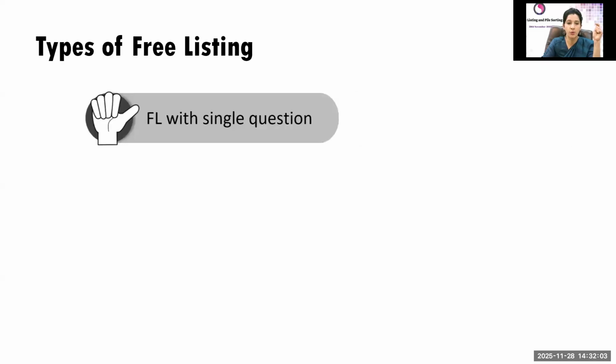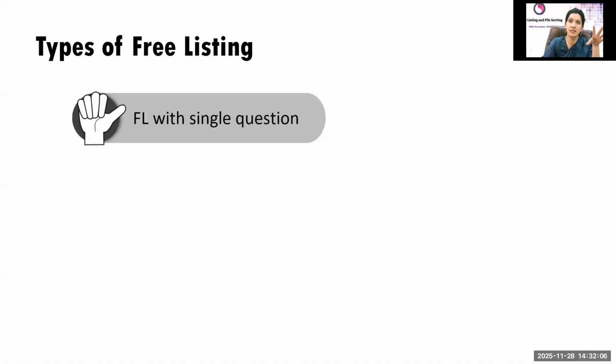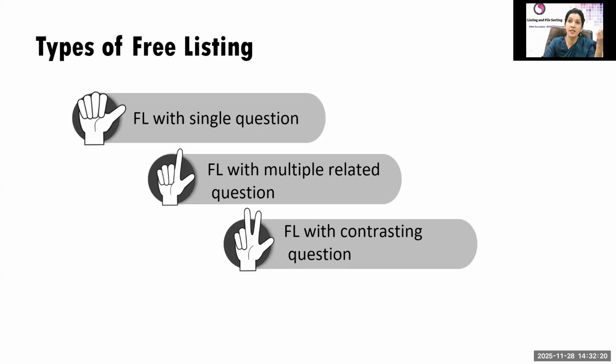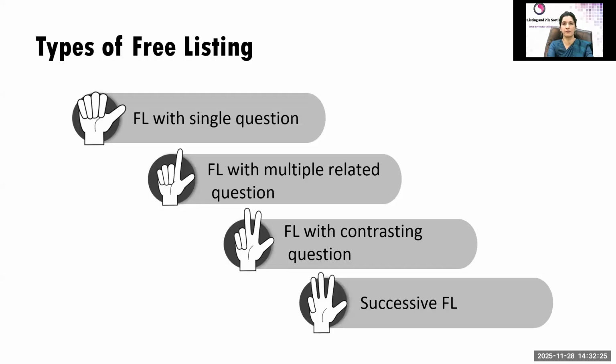Now, there are various types of free listing. So what are these types? There can be free listing with a single question, like we did. We only gave you one question and you provided us with a list. There can be free list with multiple related questions, we'll see each one by one. There can be free list with contrasting questions, and then there can be successive free list. These are the types of interview technique, and you can frame your questions like this.